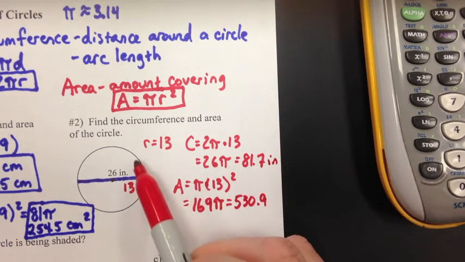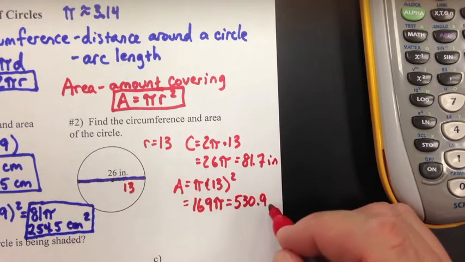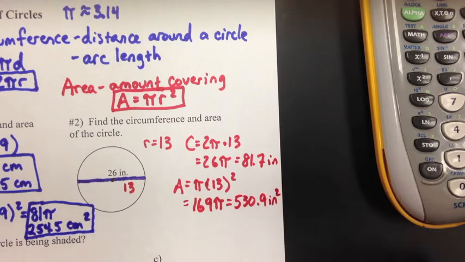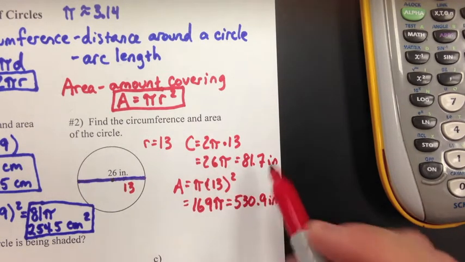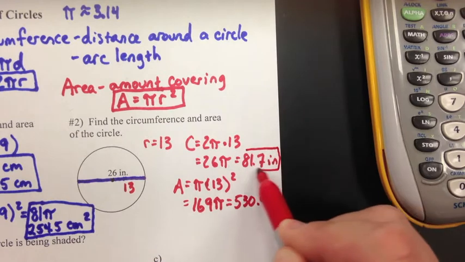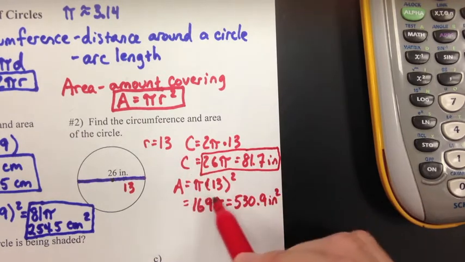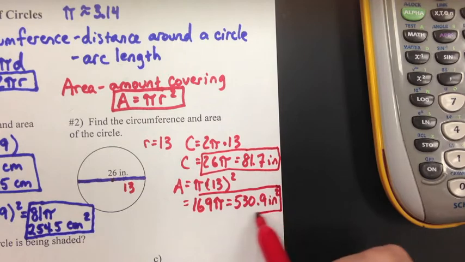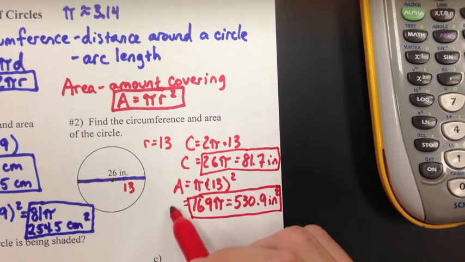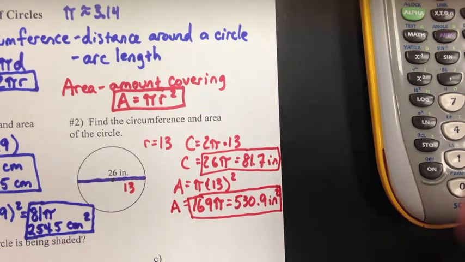That's the distance around the circle. The amount of covering is in inches squared, inches to the second. Okay, so area is always square units, and circumference is always whatever the unit is. So there's our circumference, and there's our area. Those are the two formulas that we're using. That's basically what we're doing today.